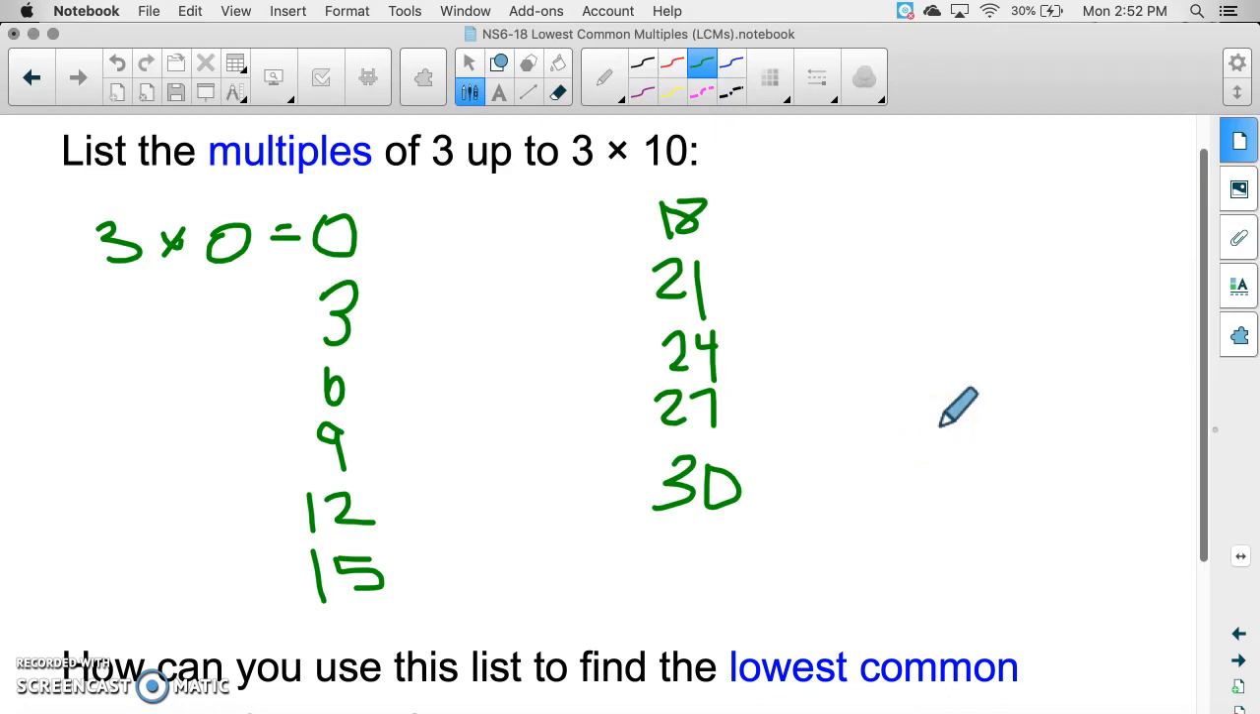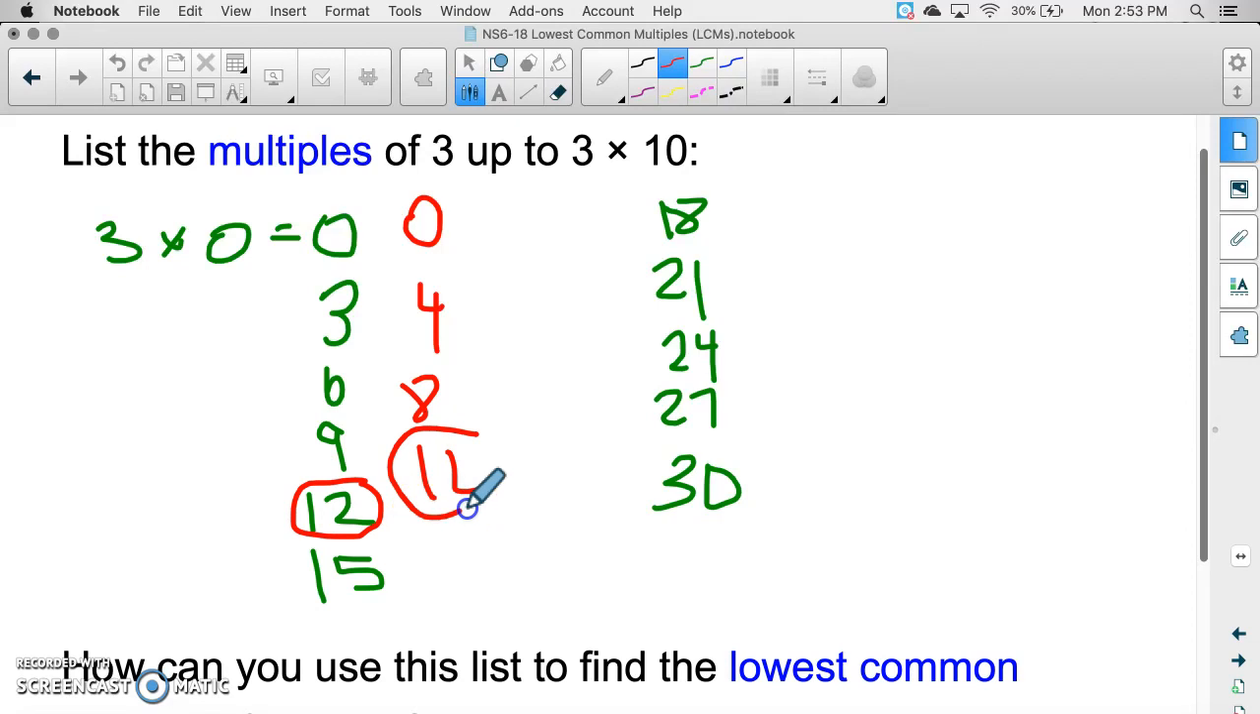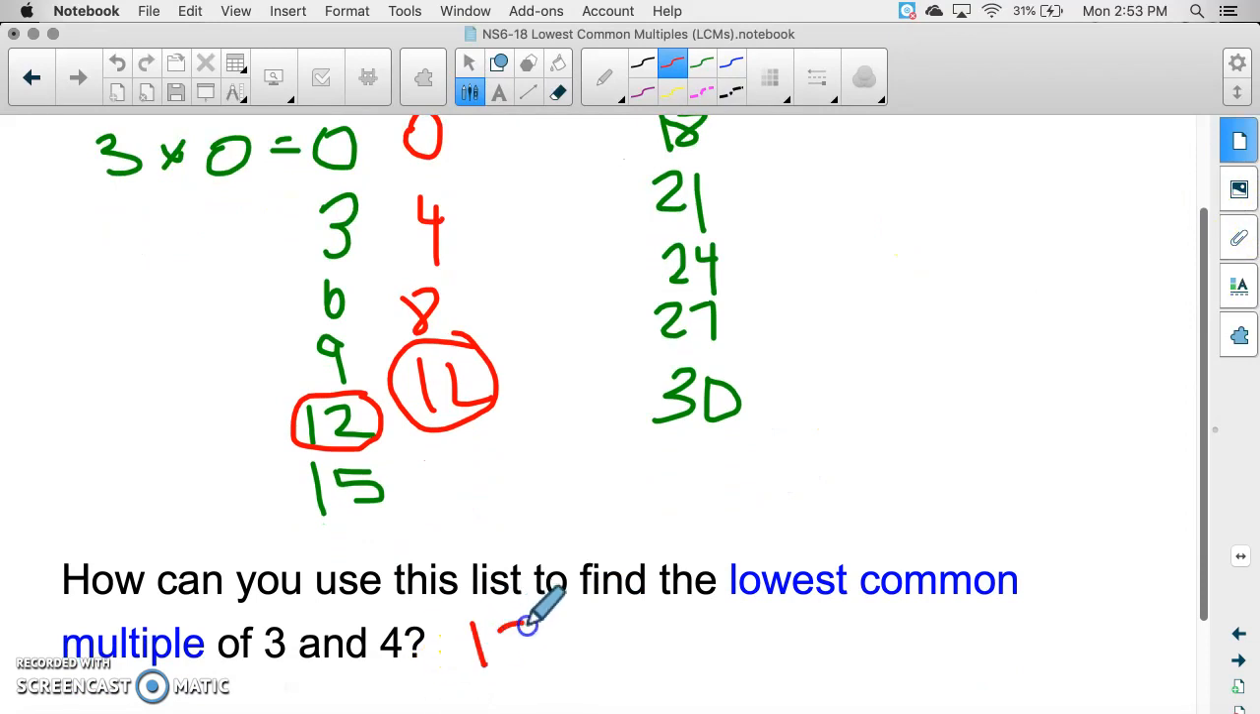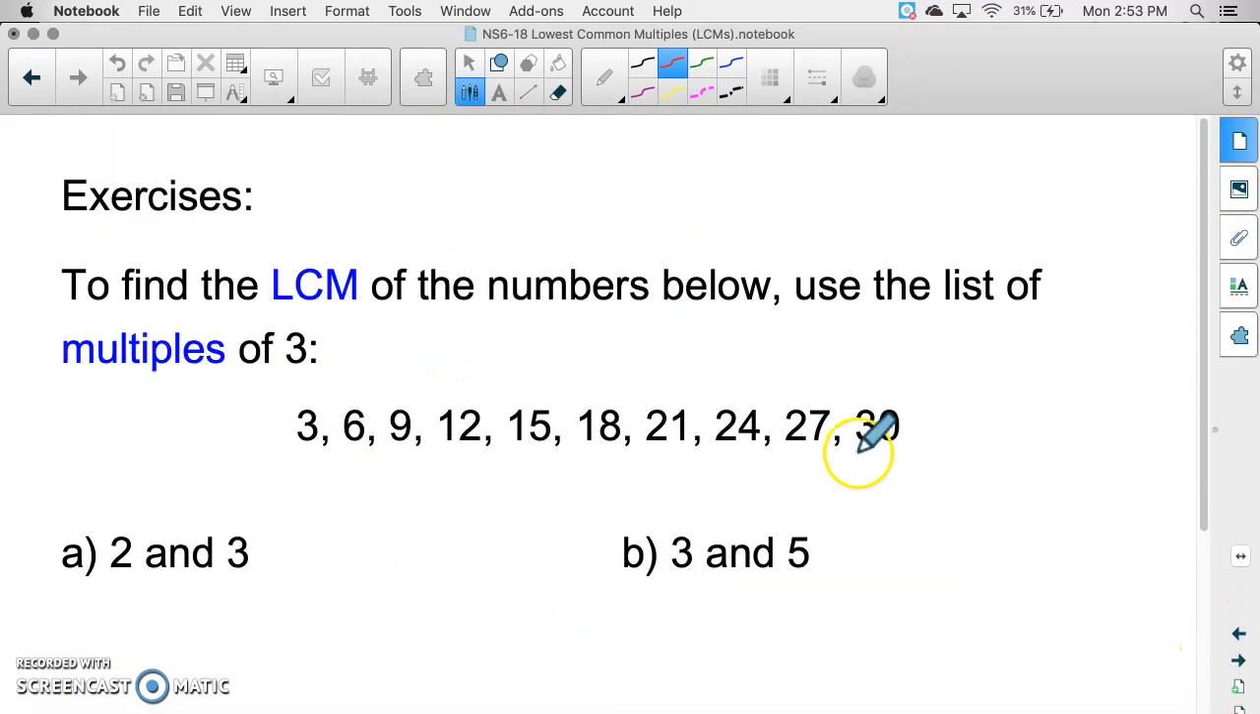So you can use this list to find the lowest common multiple of 3 and 4 by finding the first multiple of 4, which is not 0. So if I do the 4's over here, I could do 0, 4, 8, 12. Do I have a similar number? Yes, I have 12 in both. So I can say that the lowest common multiple of 3 and 4 is the number 12.